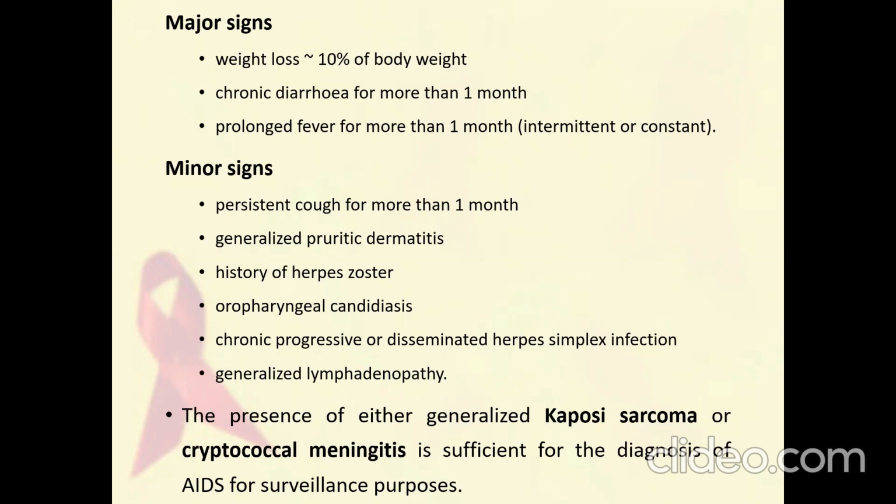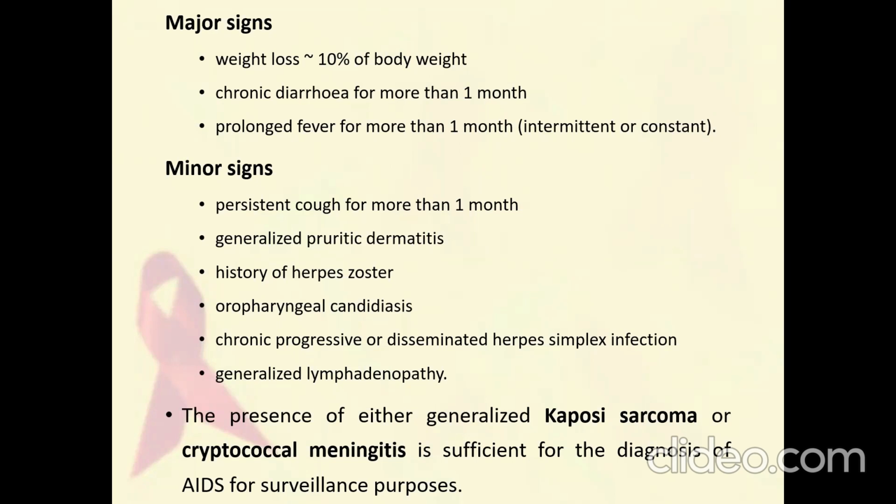Weight loss, approximately 10% of body weight, chronic diarrhea for more than 1 month, prolonged fever for more than 1 month. It may be intermittent or constant fever.